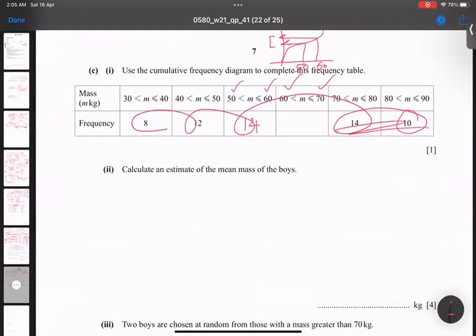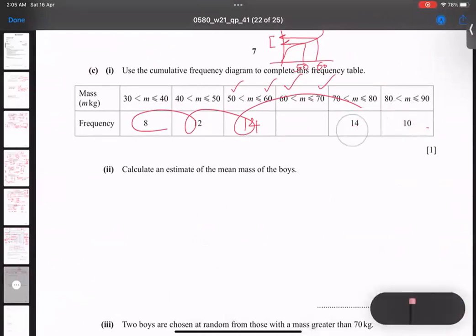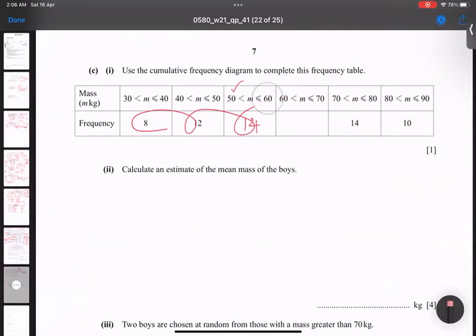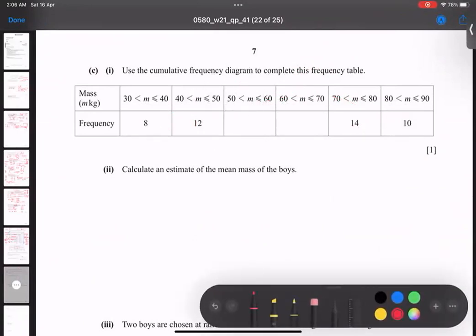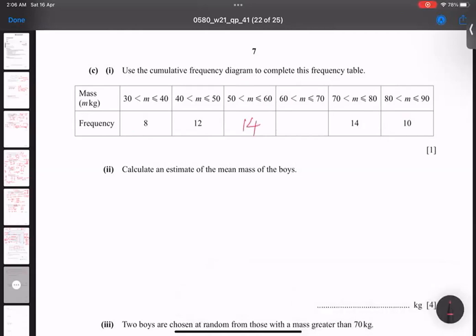So I'm erasing everything now except this 14. Okay, I'm writing again 14. So here I've got 14. How to get it now? If I add them all, 8 plus 12 plus 14 plus 14 and plus 10, I get 58. Subtract from 80 and I'm getting 22. So this is done. Now he's asking to estimate the mean.